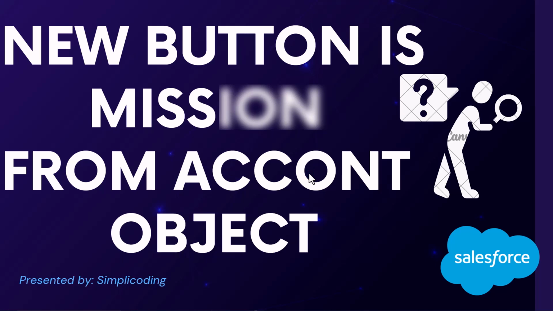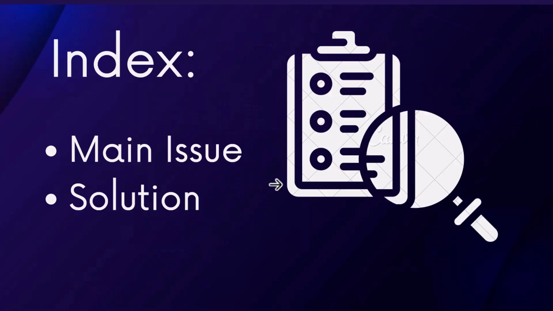In today's video, we are going to discuss how to solve an error where the new button is missing from an account object. So in this video tutorial, we will discuss how we can resolve the issue where the new button is either not visible or it is missing from an account object. And we'll cover the solution of this issue for Salesforce Lightning. So let's proceed and understand where the main issue is.